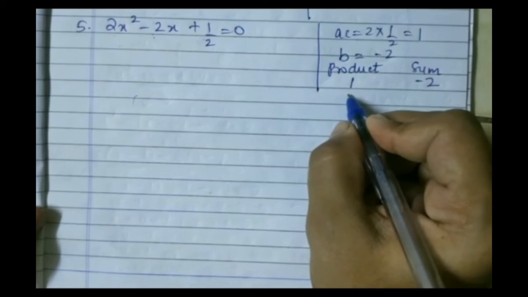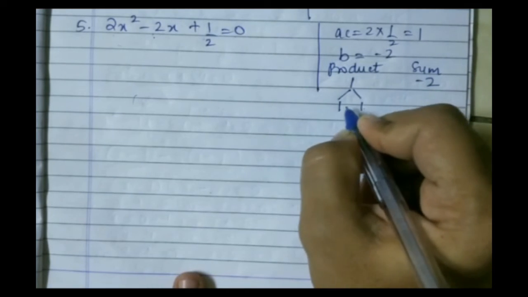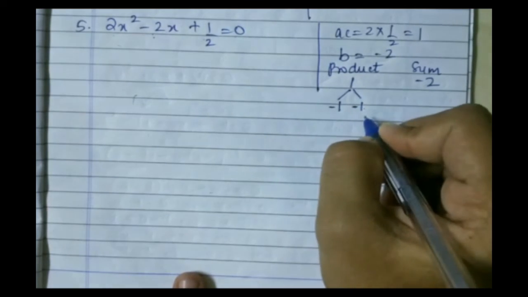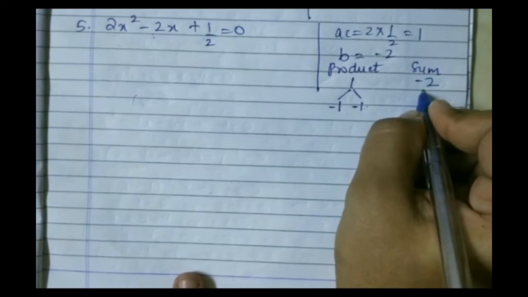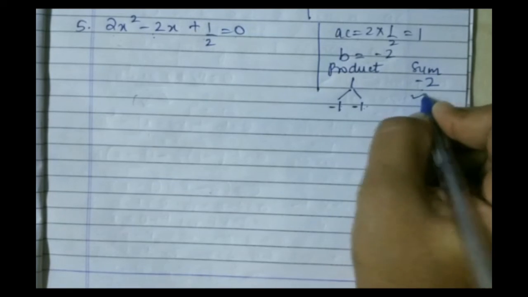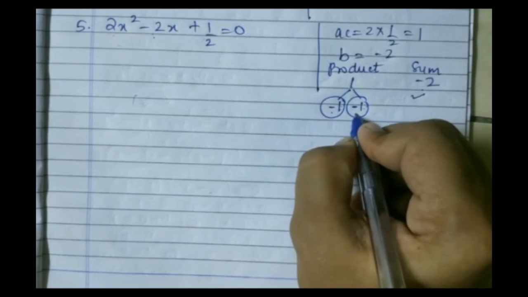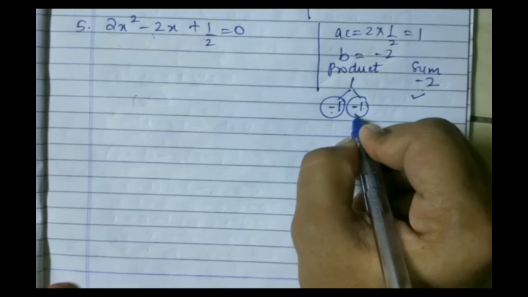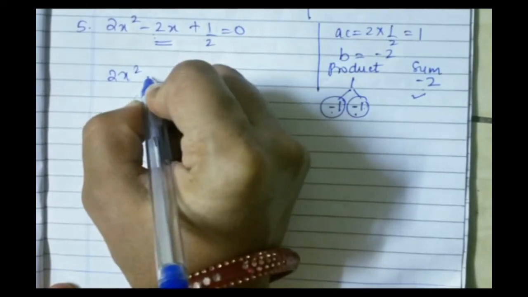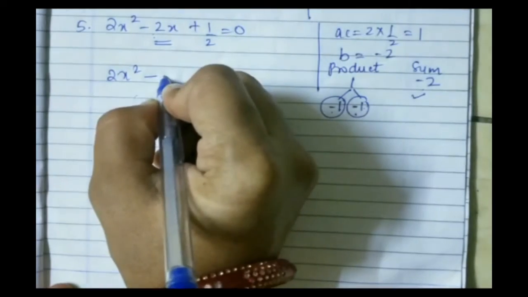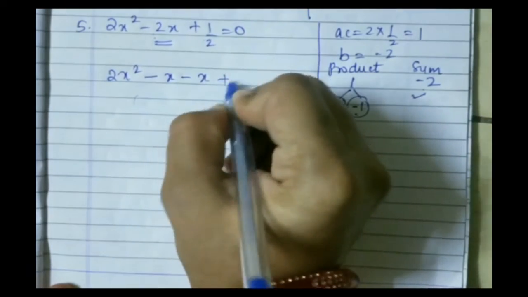What numbers are going to give me product 1? It is 1 and 1, 1 into 1. Or else it would be minus 1 into minus 1 will give you 1. Can minus 1 give you minus 2? Yes, it can give me minus 2. So I have found my integers that are minus 1 and minus 1. So now I am going to split the bx part, this part. So I write 2x square minus 1x, means simply x, minus 1x, that is only x, and plus half equal to 0.